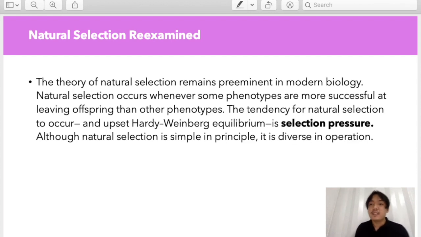Natural selection, "descent with modification," is just a phrase. You can understand that phrase alone, but if you think deeply and try to dissect the diversity of its meaning, natural selection is not simple in principle.